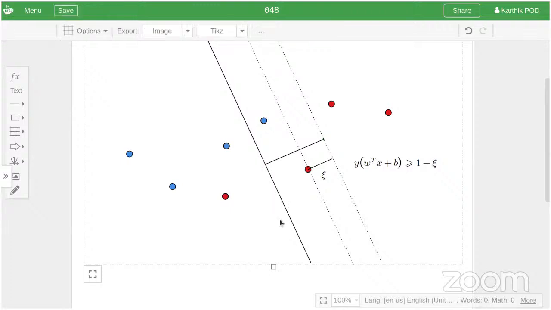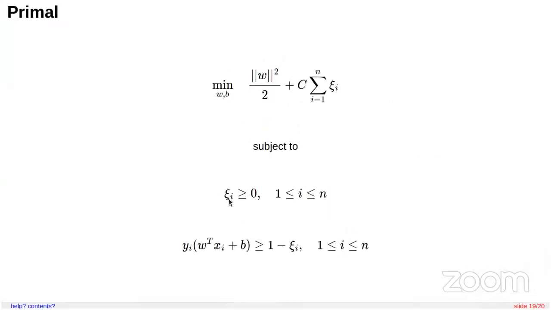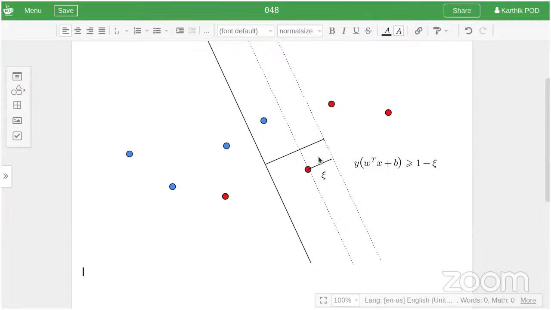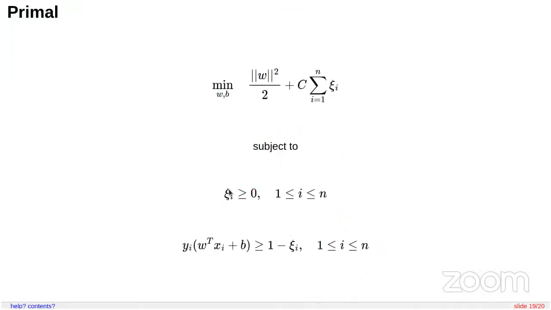Okay, so this is sometimes called the slack. Why is it called the slack? Because you are not being strict in saying that all points should be greater than or equal to 1. Instead, you are allowing some slack, some error, and saying that all points should be greater than or equal to 1 minus the slack. Sometimes this is also called the slack variable, and slack is always greater than or equal to 0.